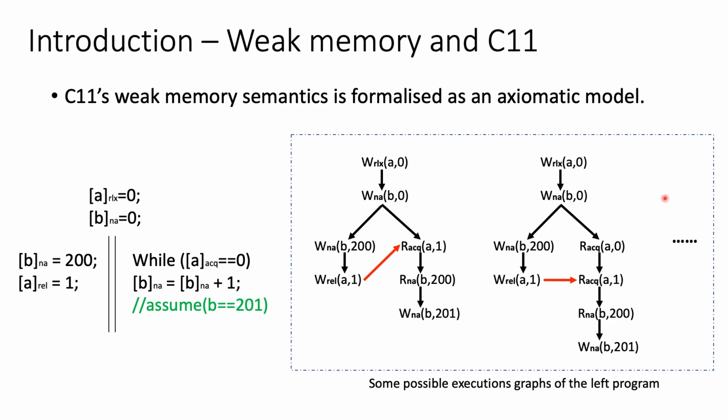The two graphs in the slide show two possible executions of the previous example program. In this program, the right thread has a while loop that may execute once, twice, or even an unbounded number of times, where the last iteration must read one from A and synchronize with the left thread, denoted by the red arrow in the picture. Because of this loop, the number of this program's possible executions is infinite.